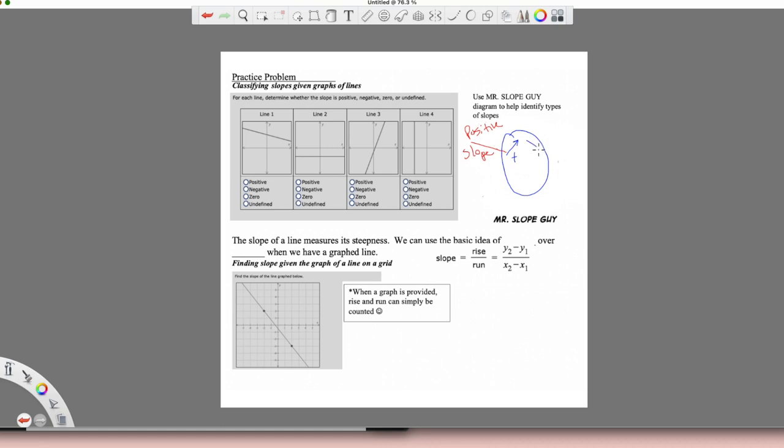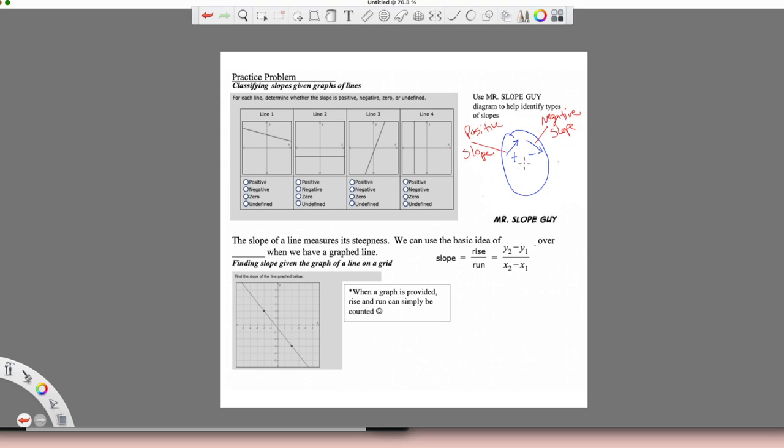Now we're going to go over here and give him another eyebrow, but this eyebrow is going down from left to right, so it's a negative. So his eye is a negative underneath there. So this is a negative slope.